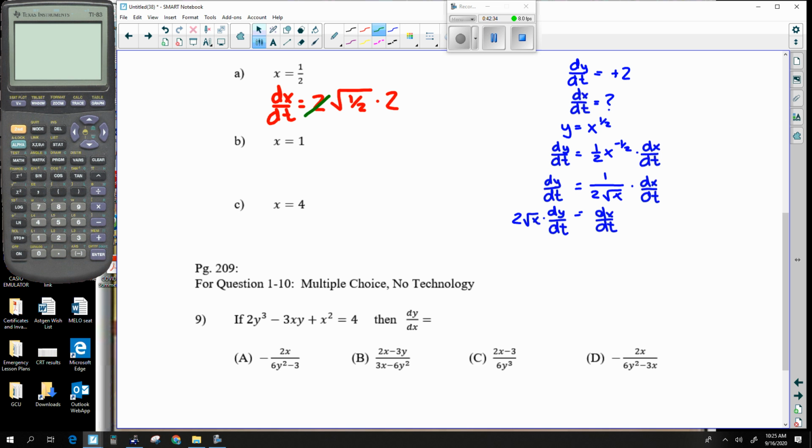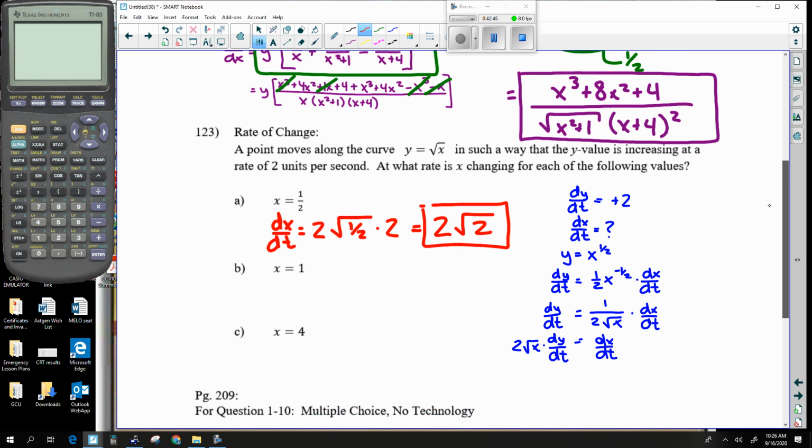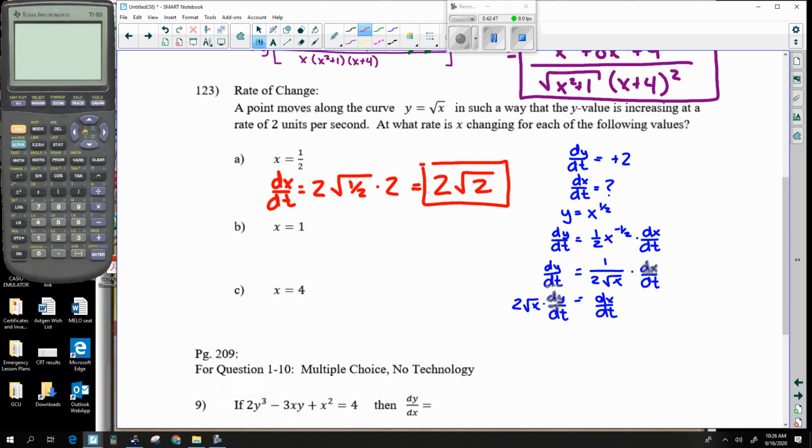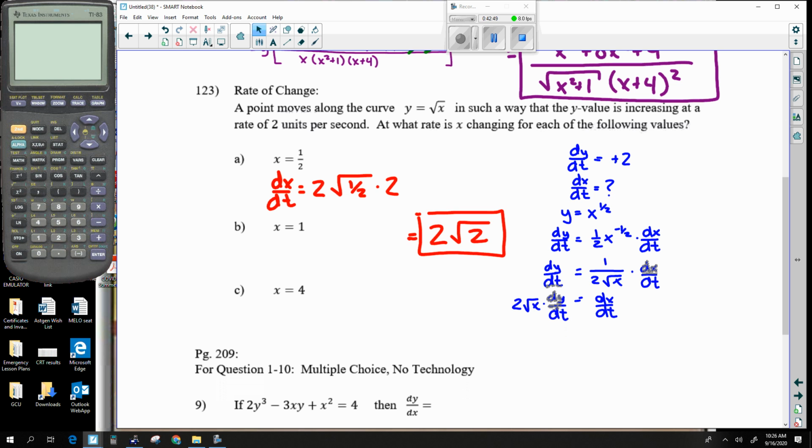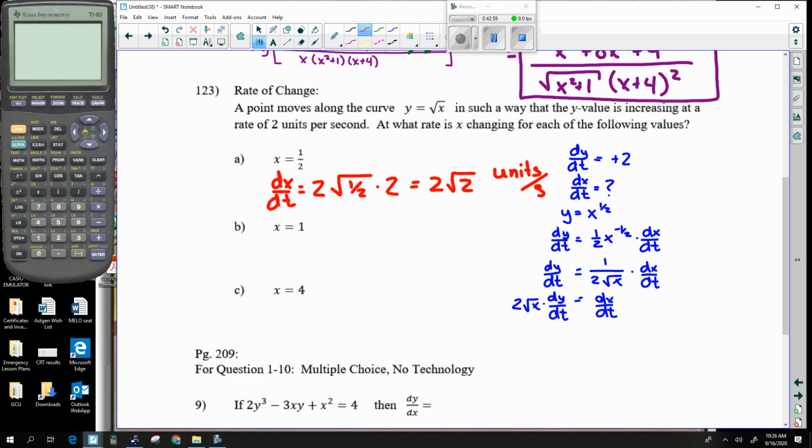So this should be equal to 2 units per second, sorry. This is a change in x, so that's units per second.